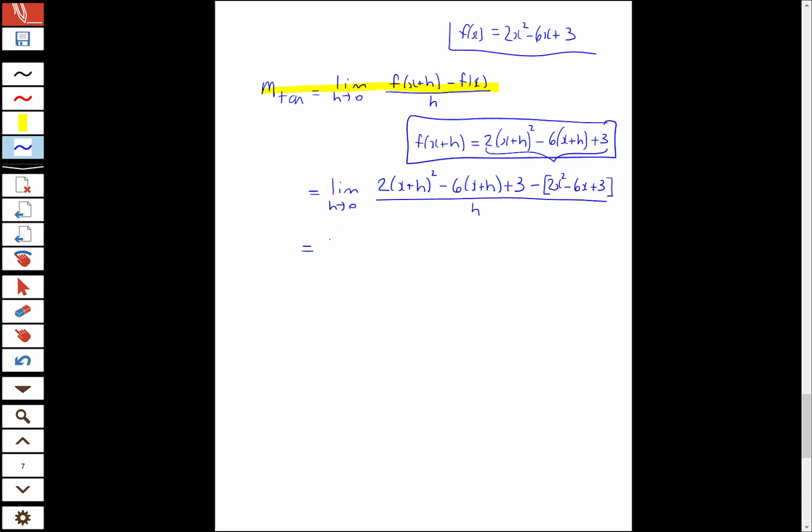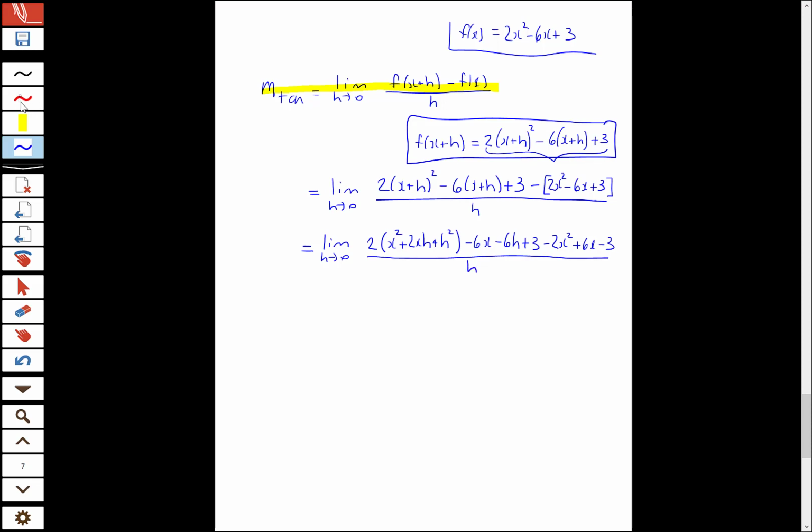So we'll just start expanding this. At every step, we're going to keep our limit expression on there. Okay, so let's start by leaving the 2 out in front, and we're just going to expand the square. So we'll have x squared plus 2xh plus h squared. Distributing the -6, we'd have minus 6x minus 6h plus 3. And then we're going to have sign changes across the square bracket. So minus 2x squared plus 6x and minus 3. Okay, and then that's all over h.